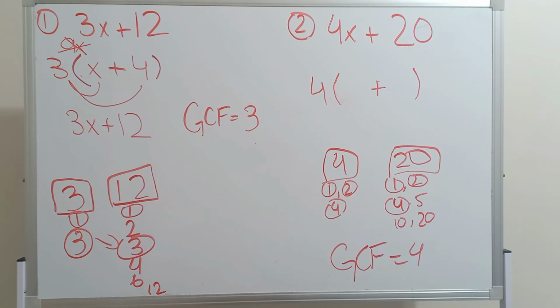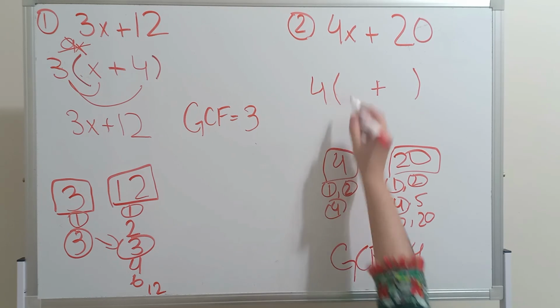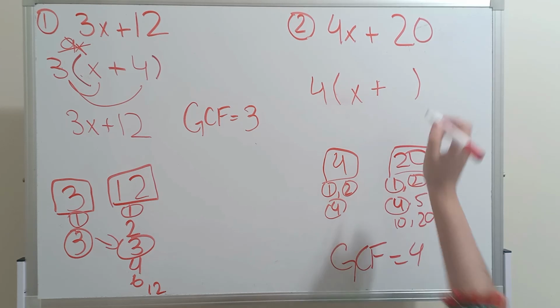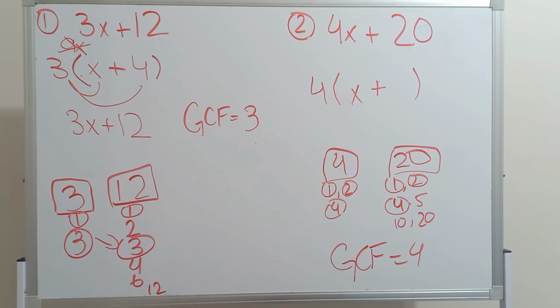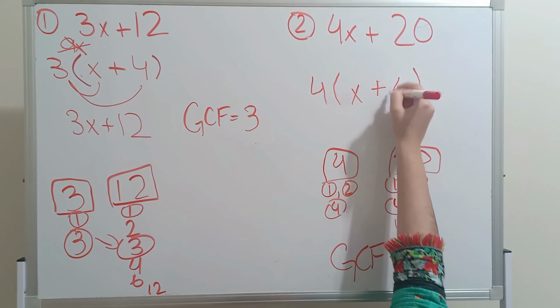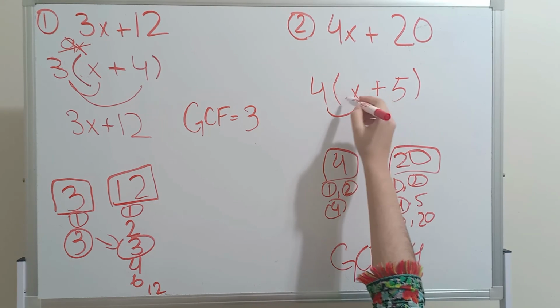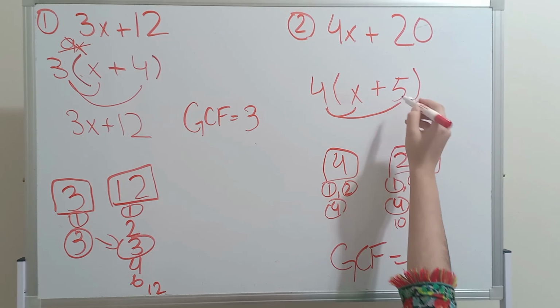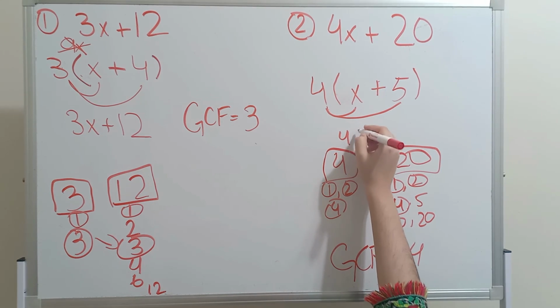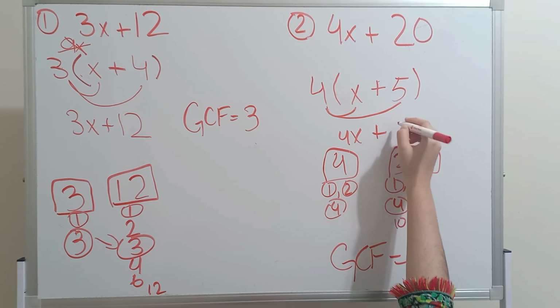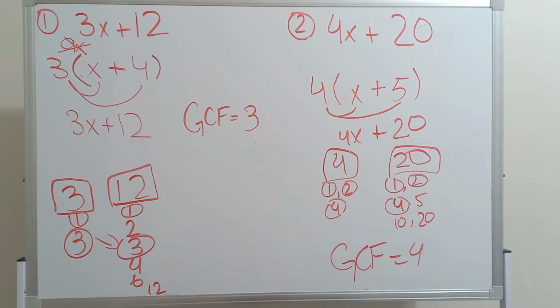Now what do we multiply 4 by to get 4x? 4 times x. What do we multiply 4 by to get 20? 20 divided by 4 is going to give us 5. So 4 times 5 is 20. So here we have another equivalent expression, which is 4x plus 20 equals 4 times x plus 5. If we multiply them, we can see that we've got the right expression.